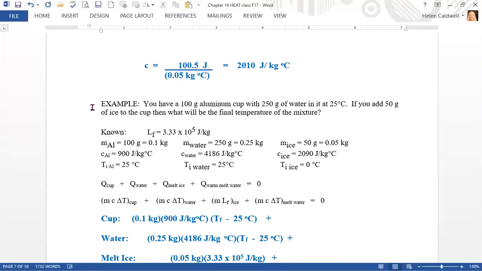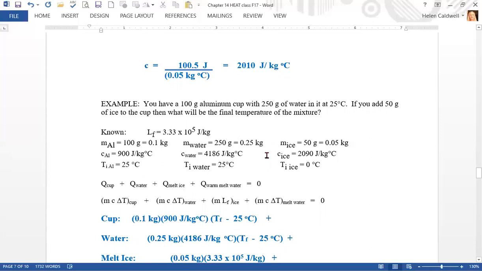If you add 50 grams of ice to the cup, what's the final temperature of the mixture? So we need to know the latent heat of fusion, 3.33 times 10 to the 5th joules per kilogram. That's going to be energy associated with melting that ice cube. We need the mass of the aluminum, the specific heat of the aluminum, the initial temperature of the aluminum. We need the mass of the water, the specific heat of water, the initial temperature of the water, mass of ice, specific heat of ice, initial temperature of ice.